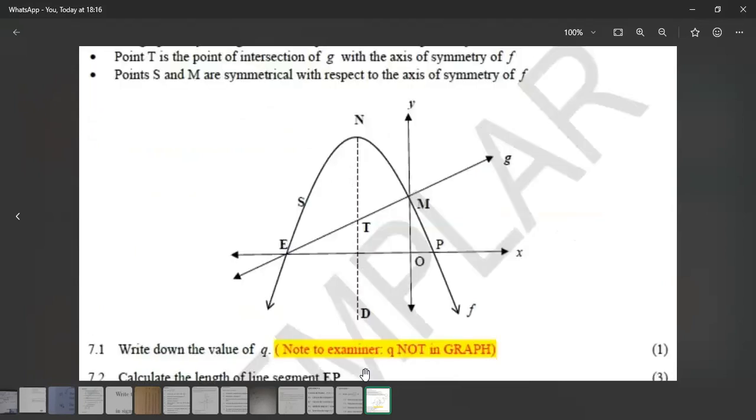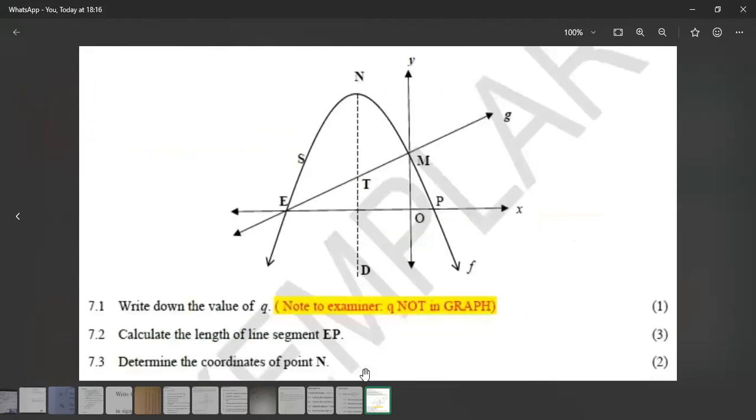Right. Now let's look at the first question. This is our nice graph we can see. It's very nice. The first question says, write down the value of q.